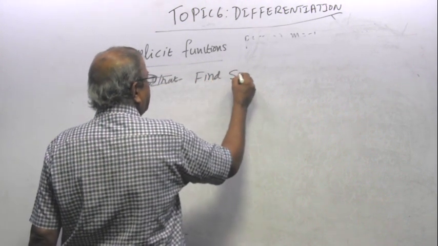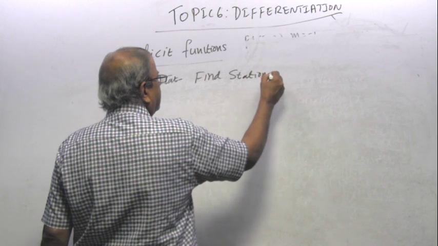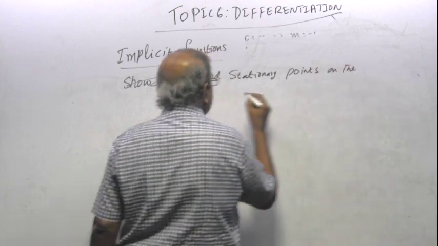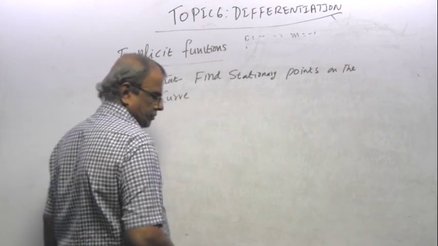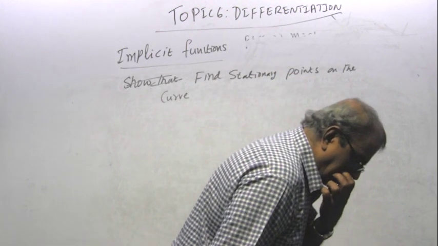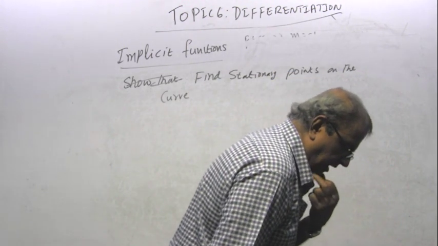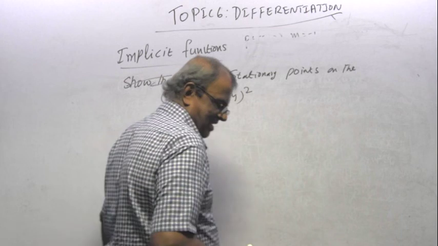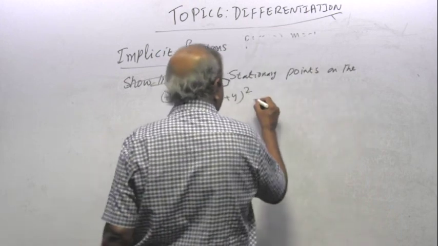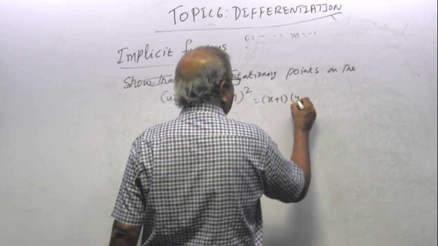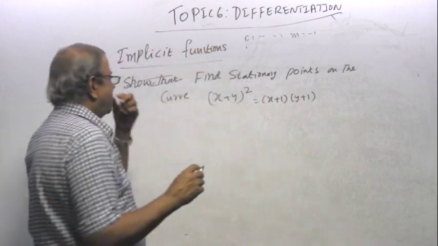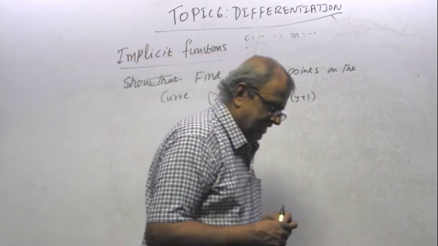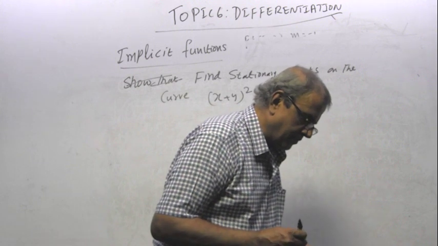Find stationary points on the curve (x plus y) whole squared is equal to (x plus 1) times (y plus 1). It's a beautiful question. If this question comes in the exam, it will be a nightmare for you people. We shall see.